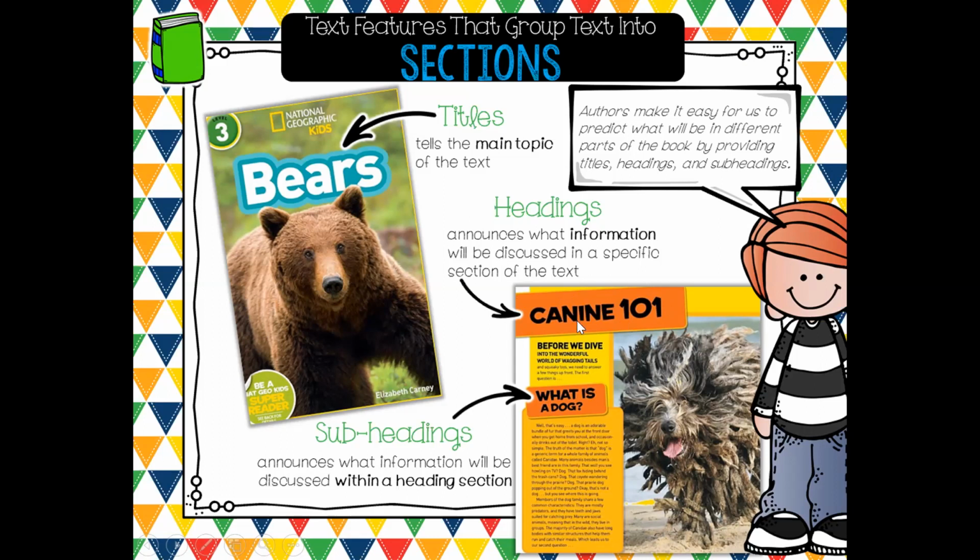It's all about dogs, but in this little section, it's going to say, what is a dog? And maybe on the next page, just have a subheading of where do dogs live and what do dogs eat, right? So this just tells you what these sections are going to be about. Authors make it easy for us to predict what will be in different parts of the book by providing titles, headings, and subheadings. So all of these titles, headings, and subheadings are going to help us determine what's going to be in the book or what's going to be in each section.